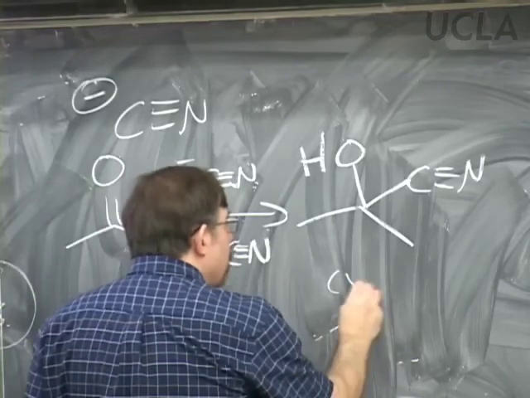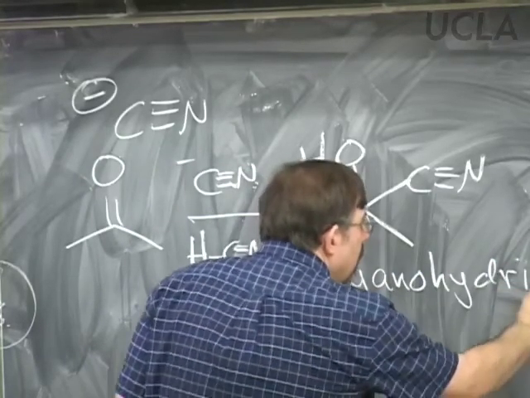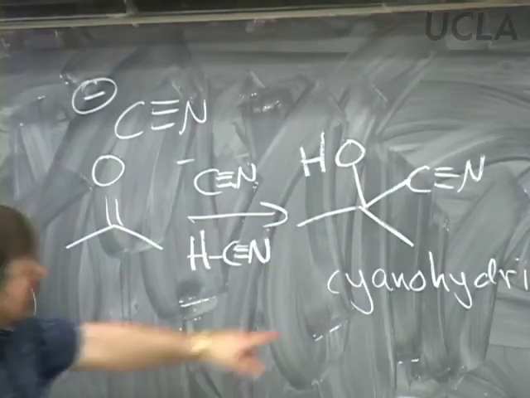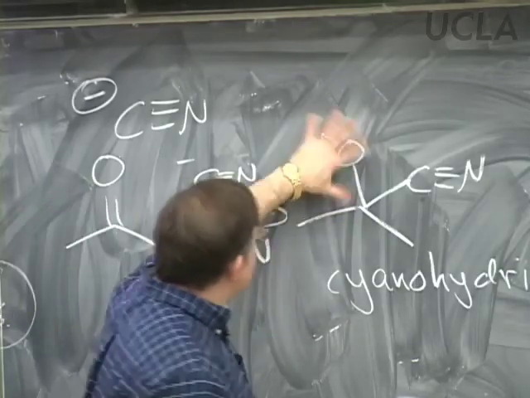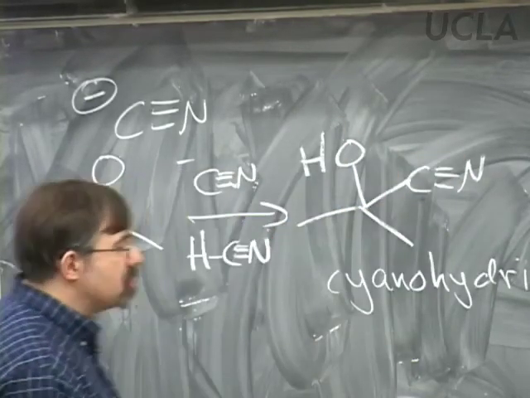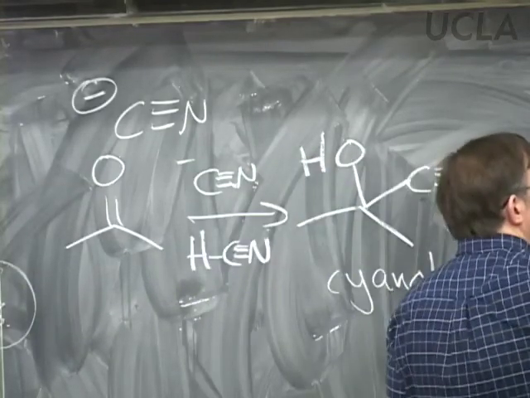This thing we're making is called a cyanohydrin. There's the cyano of the cyanohydrin. And actually, from a synthesis point of view, it's kind of useful because it's got an OH and a nitrile, and you can operate on the OH, you can operate on the nitrile, etc. All right, so what's the mechanism for the process? How does it occur?